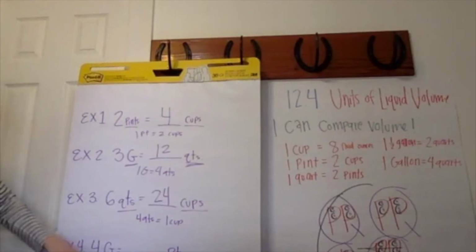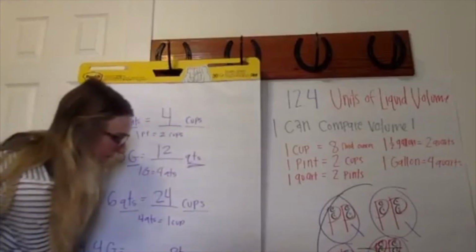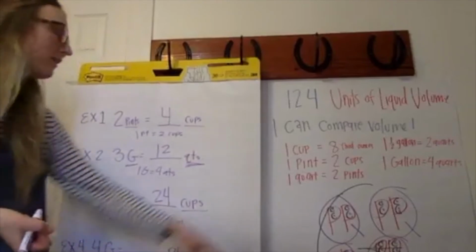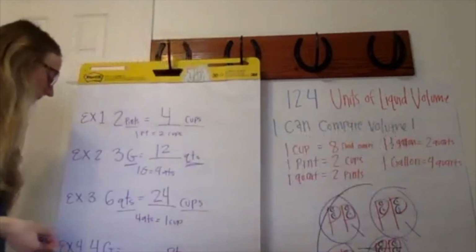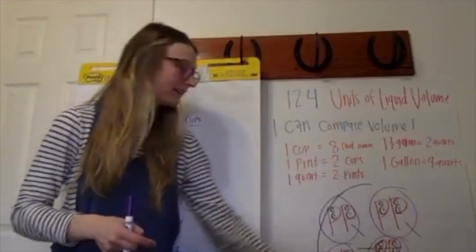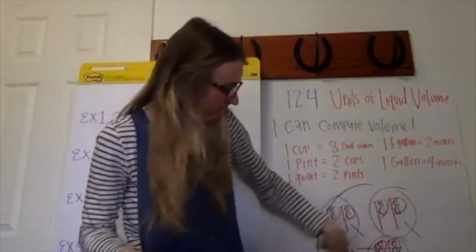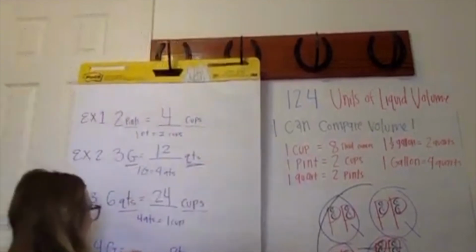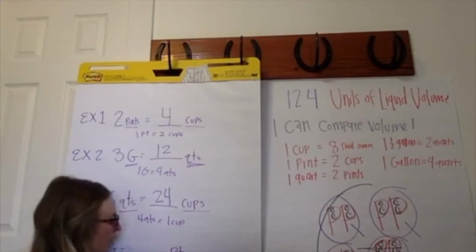Okay, example number 4. We have 4 gallons equals how many pints? So on here, we don't have anything that has gallons and pints on our words. So let's go down to our kingdom. In one kingdom, how many princes or princesses do we have? We have 1, 2, 3, 4, 5, 6, 7, 8. We have 8. So we know that in 1 gallon, we have 8 pints.